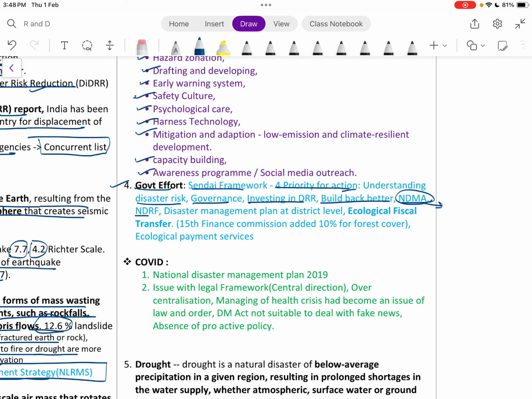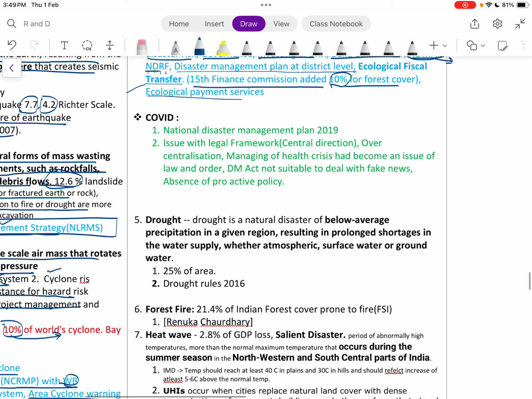NDRF, yes, we have National Disaster Response Force. We have disaster management plans at the district level, state level, and the national level. Ecological fiscal transfer. Okay, 15th Finance Commission has added 10% for the forest cover. Ecological payment service. Okay. COVID-19, no need to read them anymore.